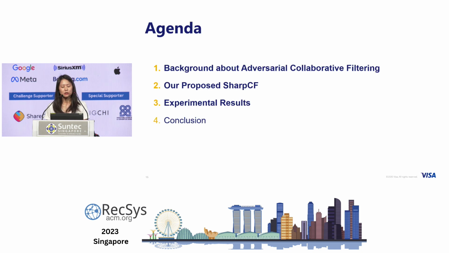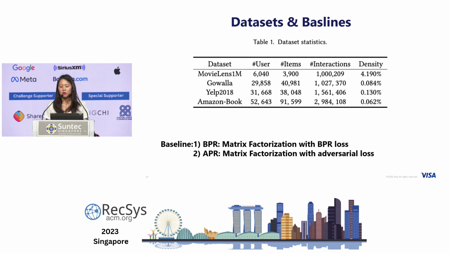So in this part of the talk, we'll go through some experimental results. We use 4 public data sets for evaluating the performance. And the 4 data sets are MovieLens, Gowalla, Yelp 2018, and Amazon Book. And these data sets are, I think, commonly used in recommender systems tasks.